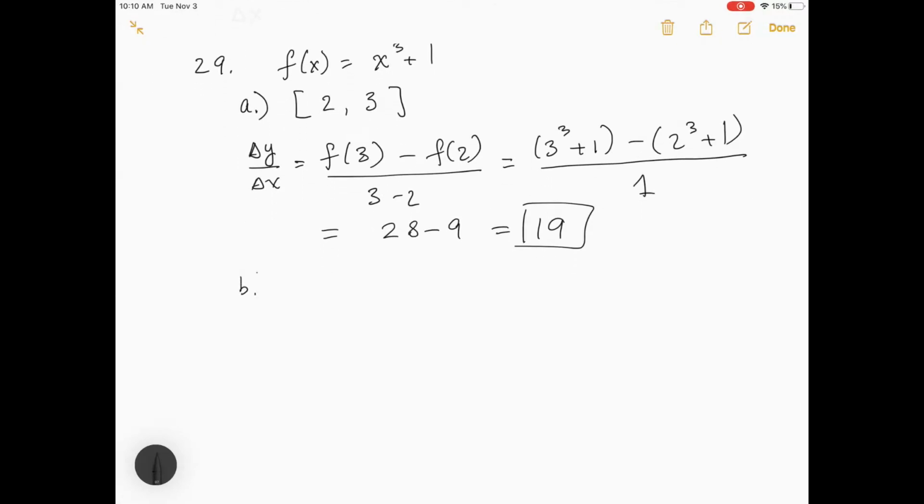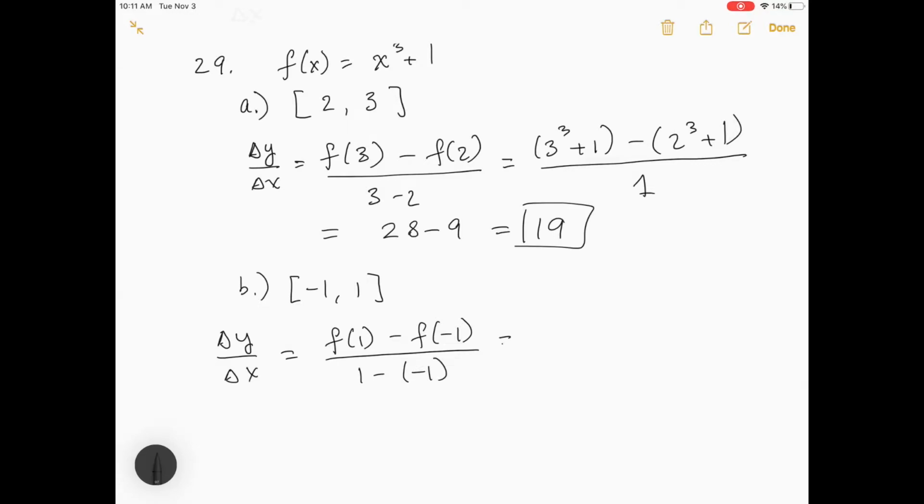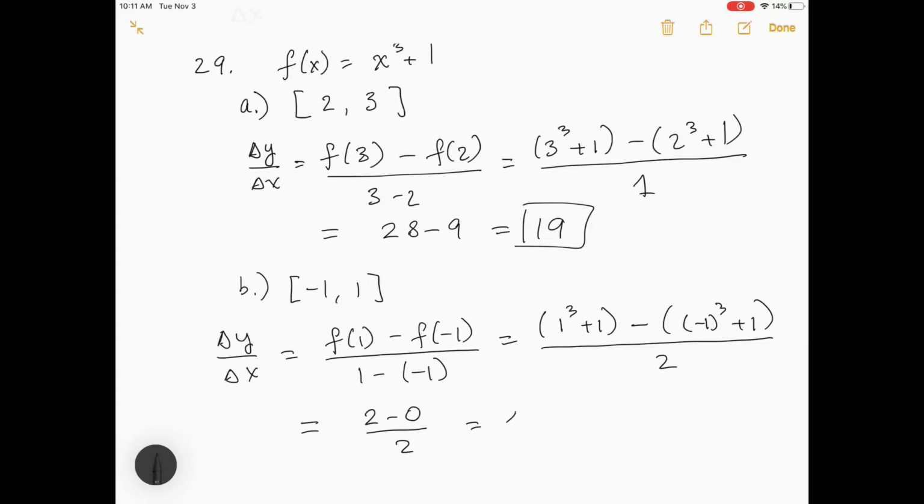For part B, I am given a different interval, minus 1 to 1. Once again, using my formula, delta y over delta x is equal to f(1) minus f(minus 1) divided by 1 minus negative 1. Writing out my function, I have (1 cubed plus 1) minus (negative 1 cubed plus 1) divided by 2. Simplifying it, we get 2 minus 0 over 2, and this is equal to 1.